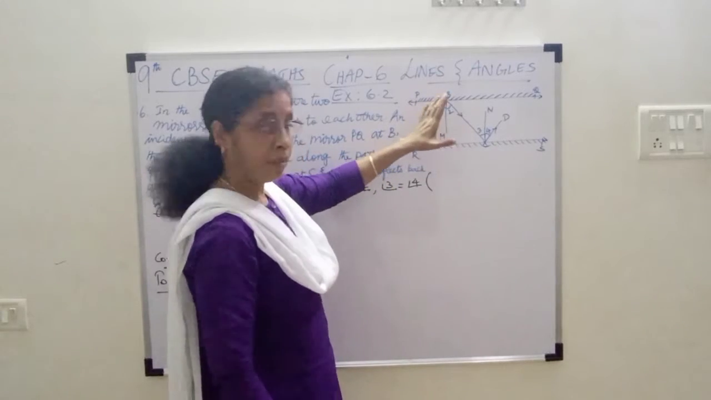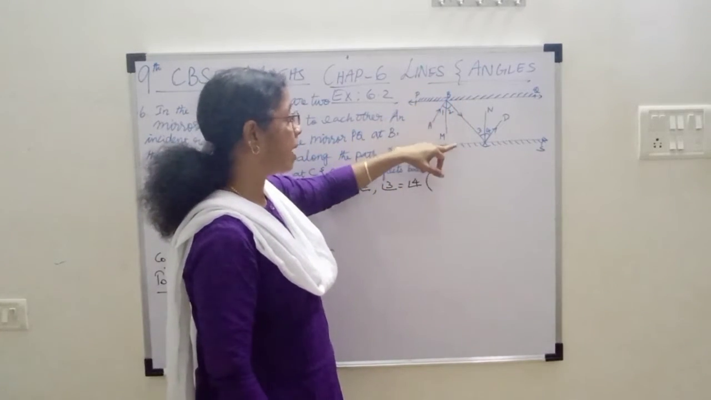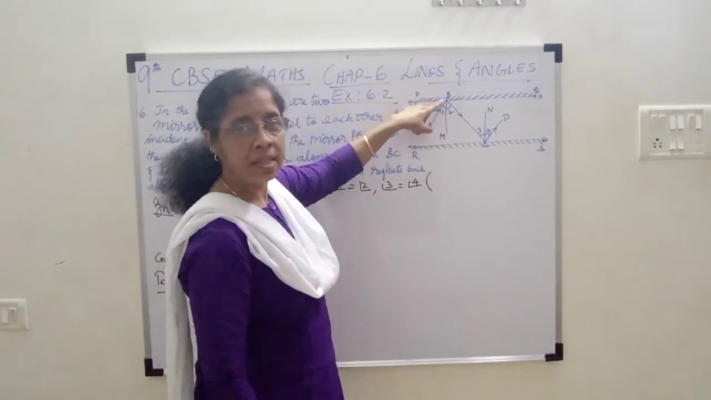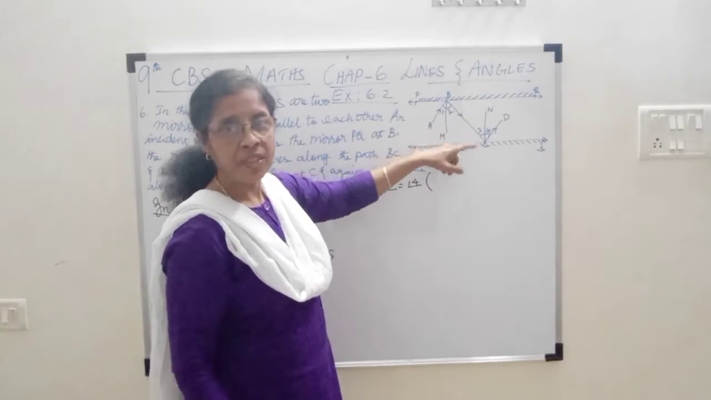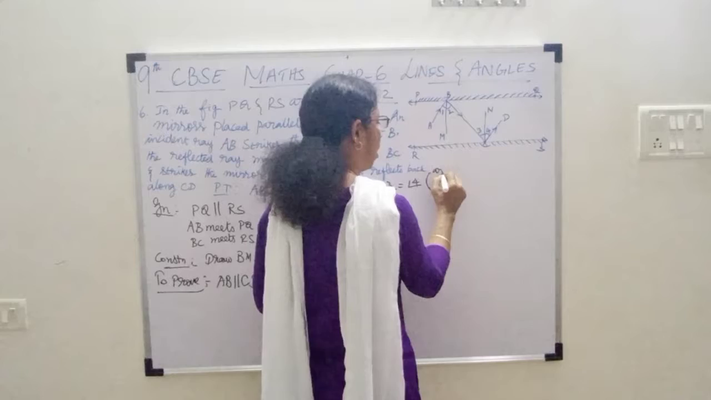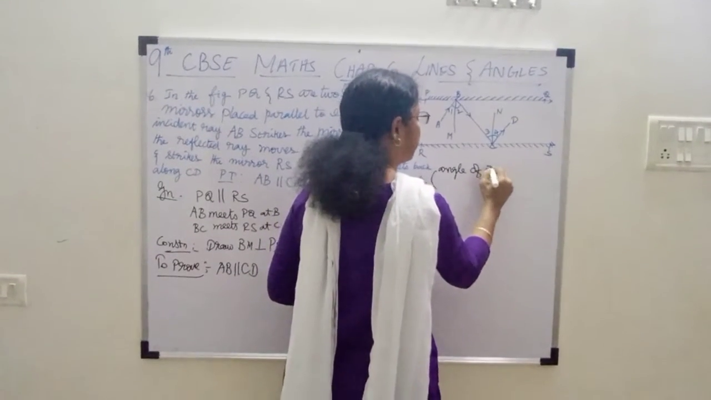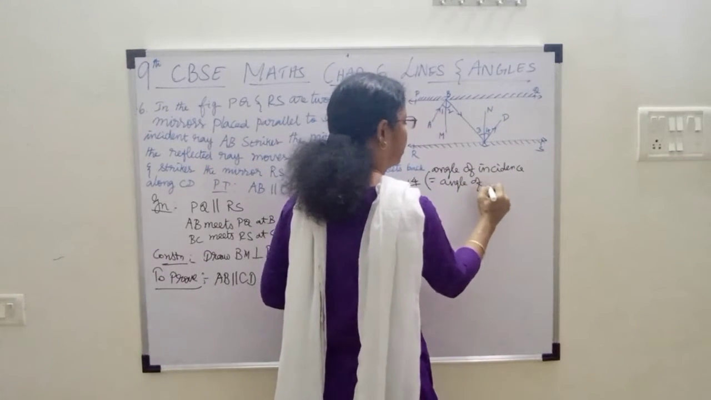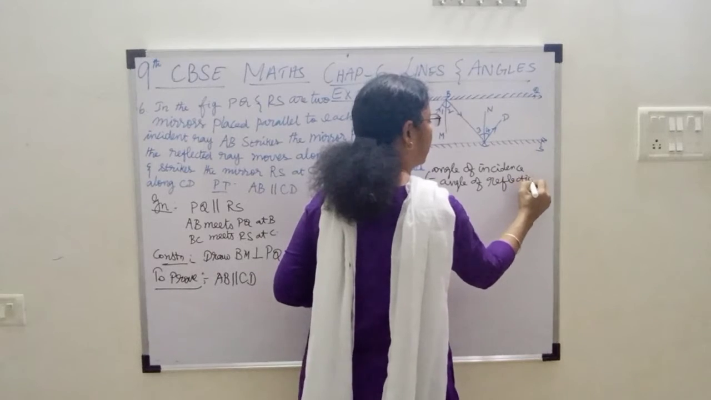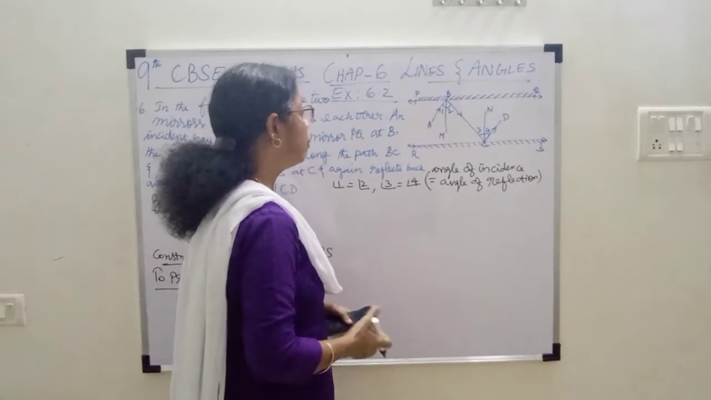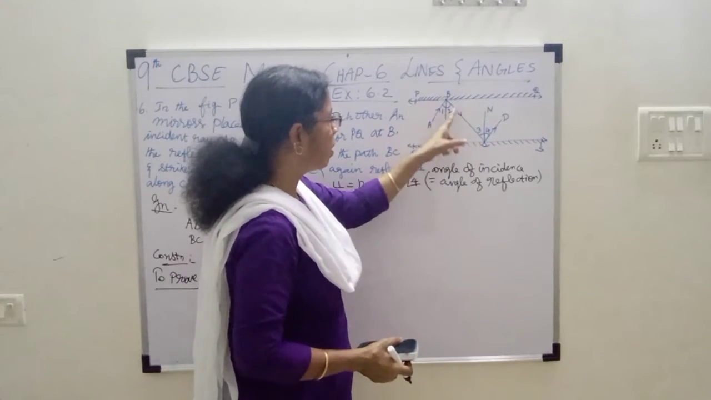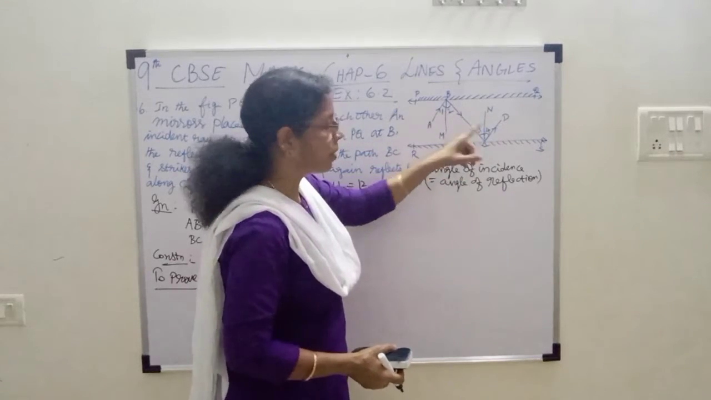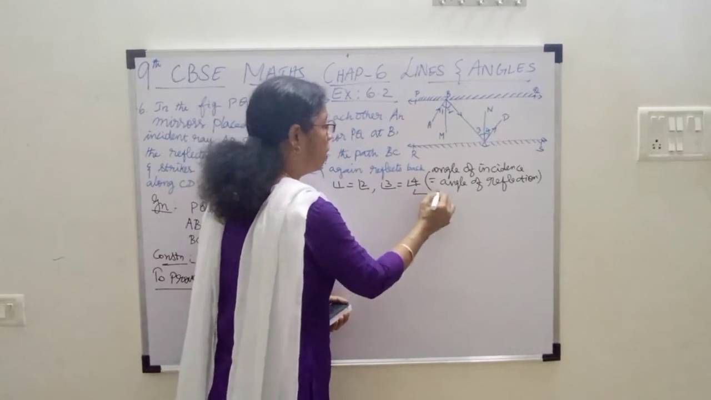By means of the laws of reflection, the angle of incidence is equal to the angle of reflection. So this angle of incidence is equal to the angle of reflection, angle 2. Now this will be the angle of incidence, so this angle will be equal to the angle of reflection, angle 4. Okay, so this is your first equation.